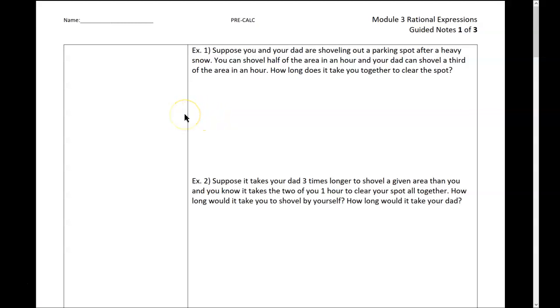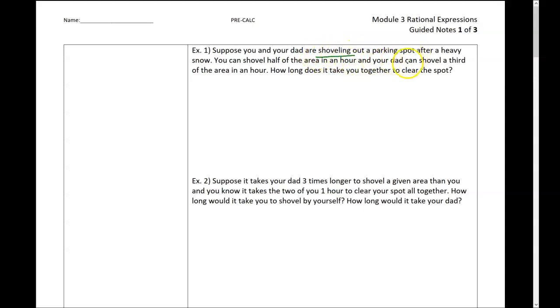All right, team, this lesson is on rational expressions, and we're going to start here with an example, a real-life situation, to motivate our learning and tell you why we're doing what we're doing. This example has to do with shoveling. This type of problem is called a work problem.